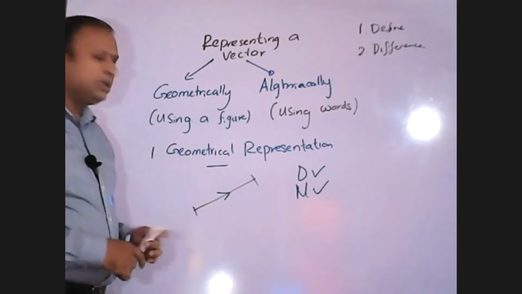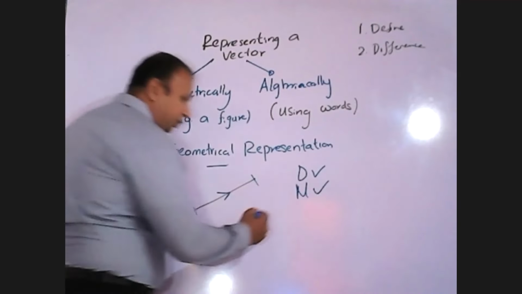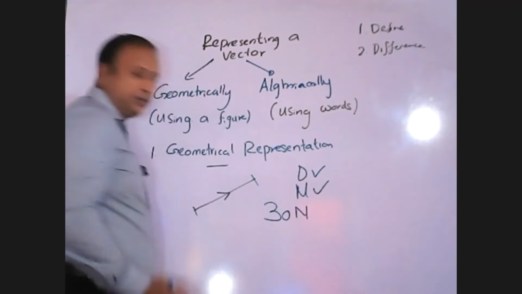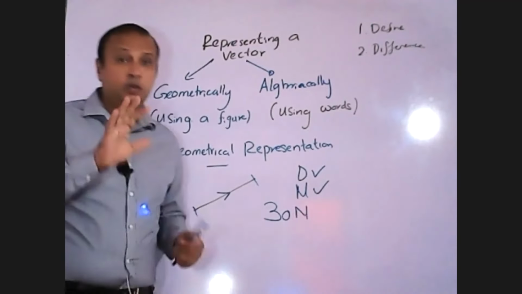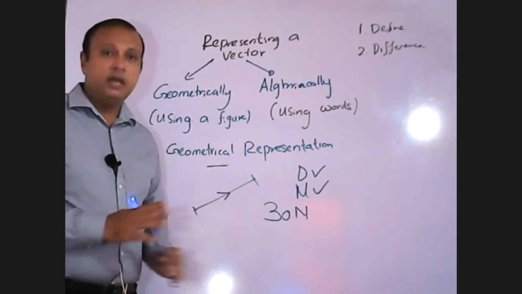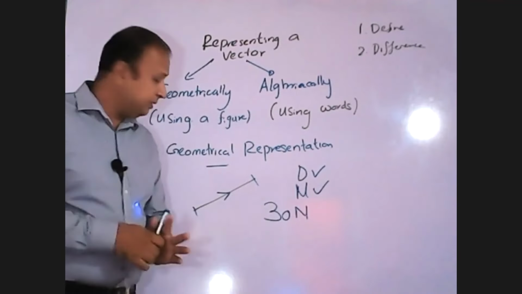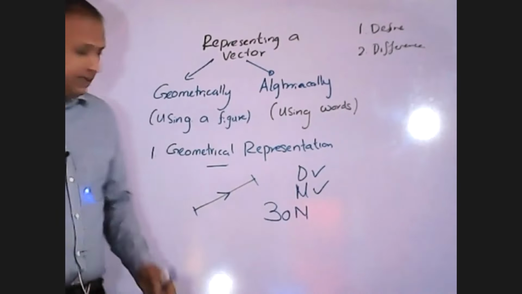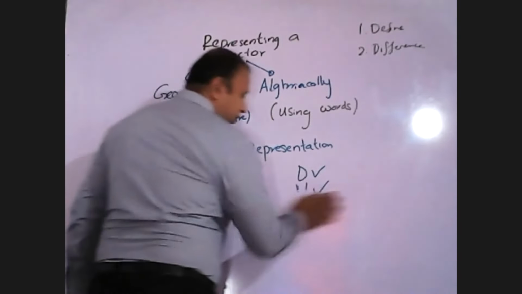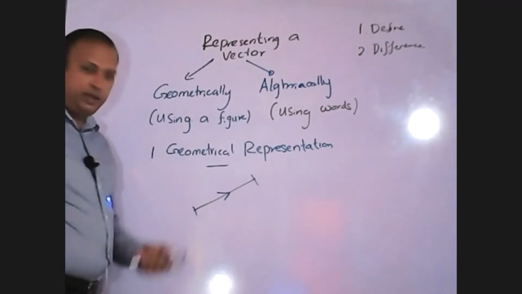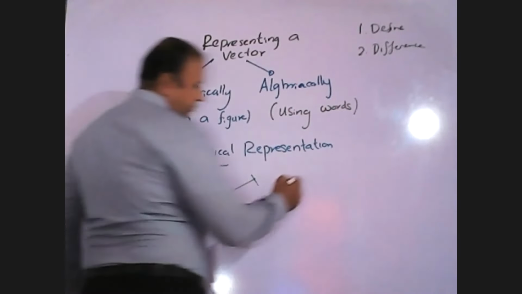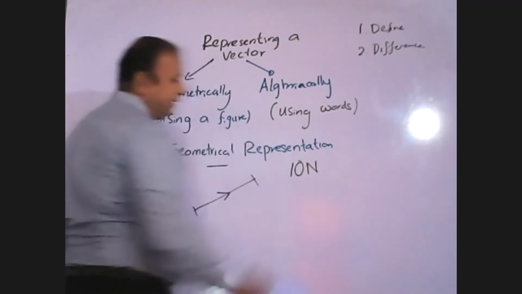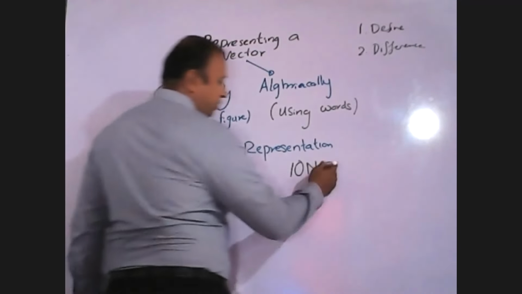Suppose we have to represent a 30 Newton force. This is an example. In such a case, we can assume 10 Newton can be represented using 1 centimeter.